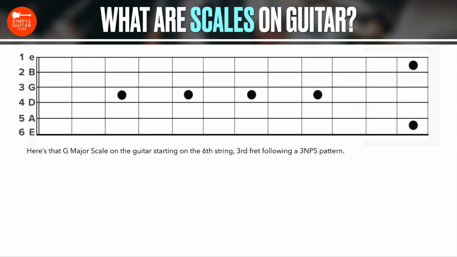Now, check this out. This is the G major scale on the guitar, starting on the sixth string, third fret, following a 3-note per string pattern. So I'm playing 3 notes of the scale and then moving on to the next string to continue with the notes of that scale. There's G, A, B, C, D, E, F sharp, and G. And if I play it, it sounds like this.